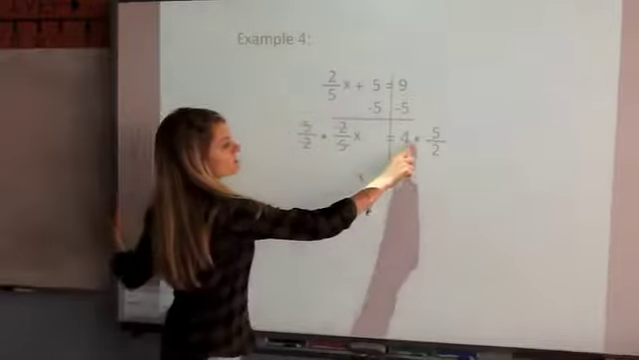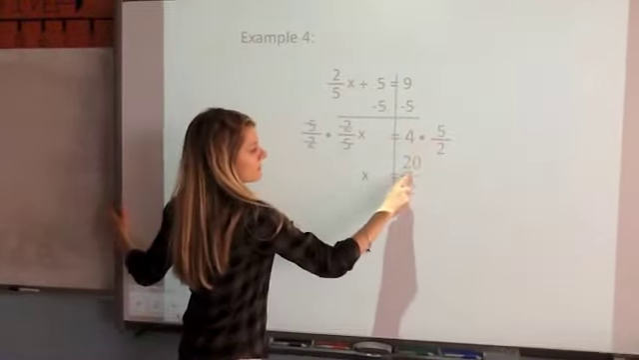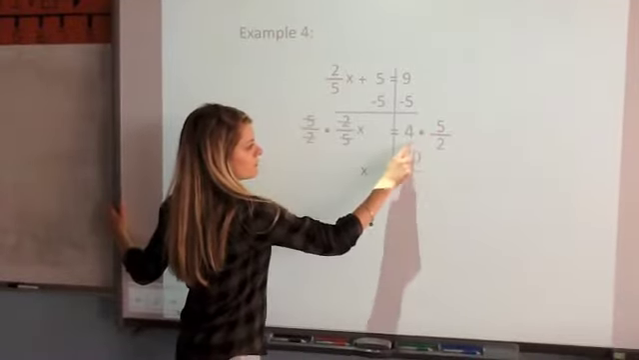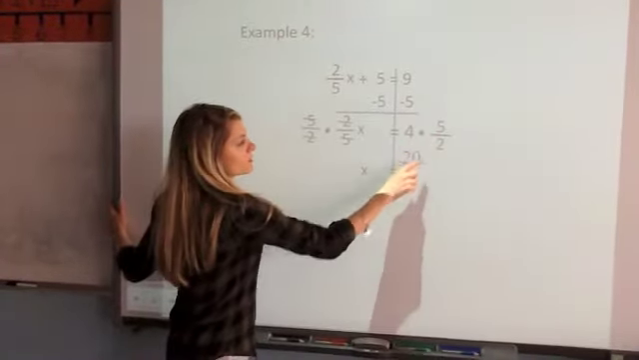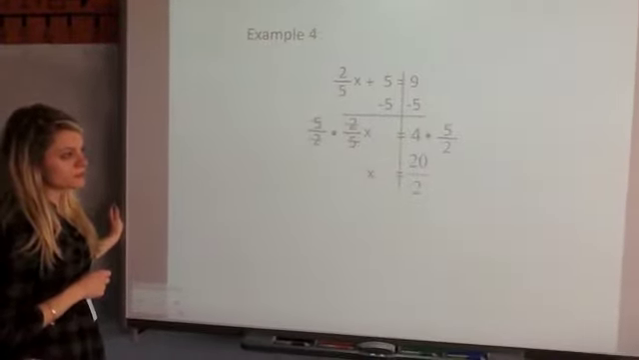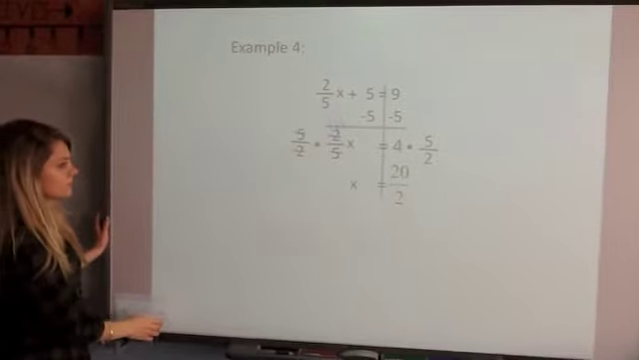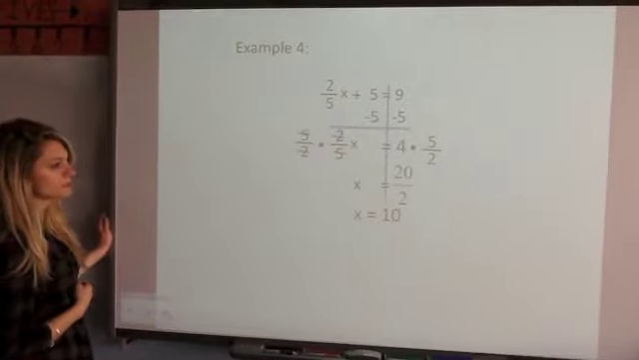And then on the other side, I have to multiply by 5 over 2 also. 4 times 5 is 20, and then 2 times 1, we can imagine a 1 underneath the 4. 2 times 1 is just 2. Okay? So I have x is equal to 20 over 2. So my last step is to simplify. 20 over 2 gives us 10. x is equal to 10.